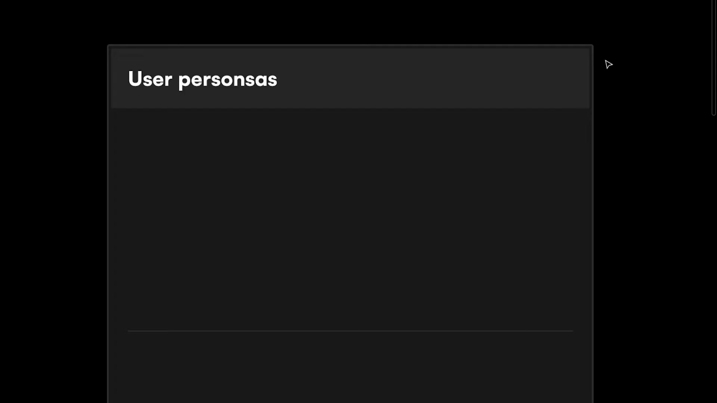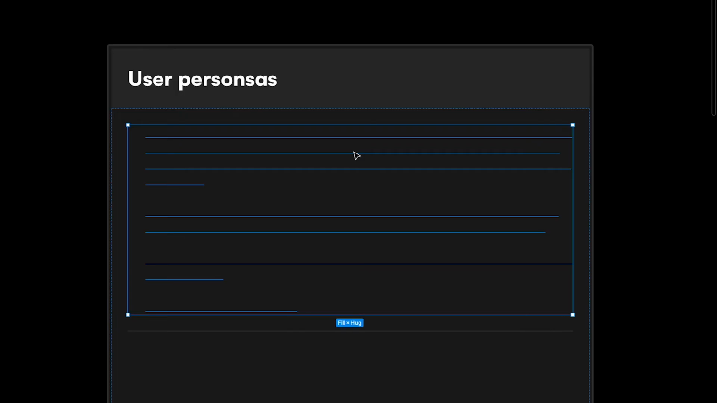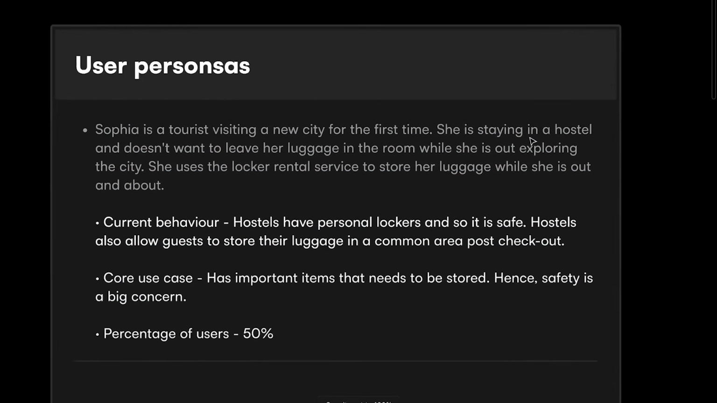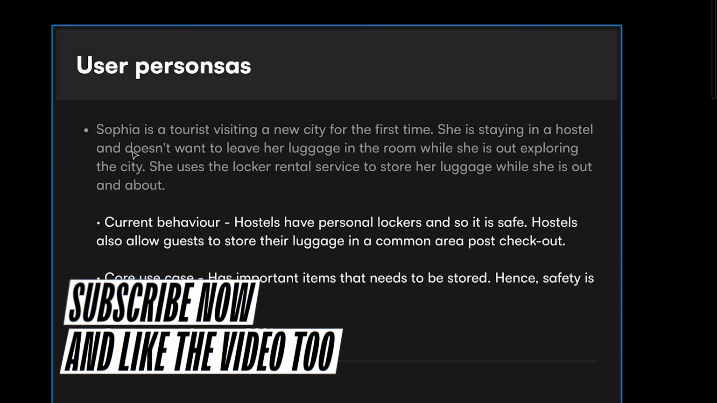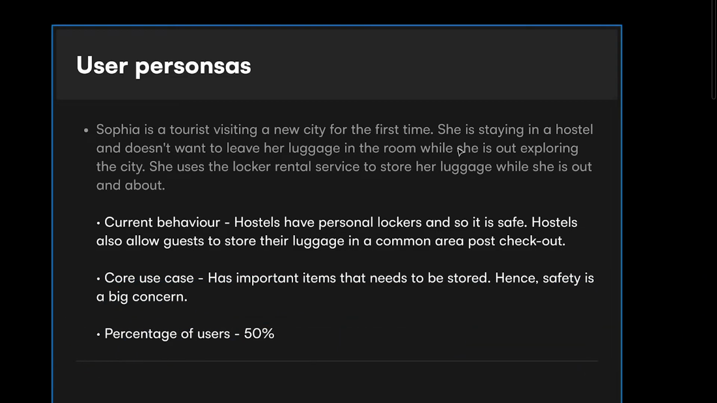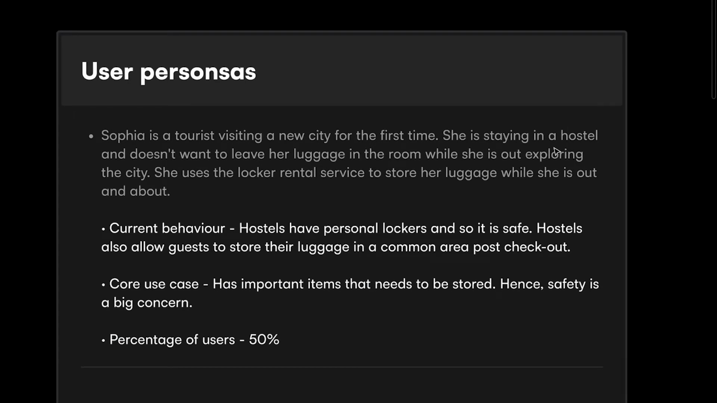Okay, so now I've taken a couple of these personas from ChatGPT and I've tried to make sense of it. So let me give you an example. So the first one is, Sophia is a tourist visiting a new city for the very first time. She's staying in a hostel, all right, and doesn't want to leave her luggage in the room while she's out exploring the city. Now, it's important to understand the current behavior of users, right?